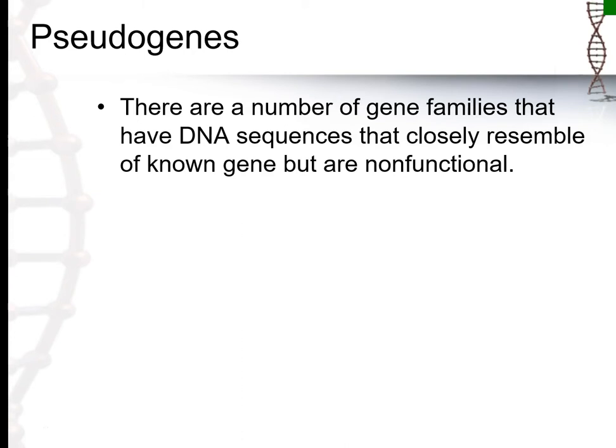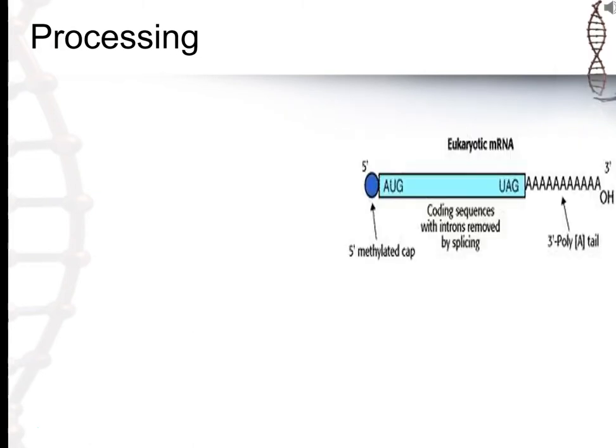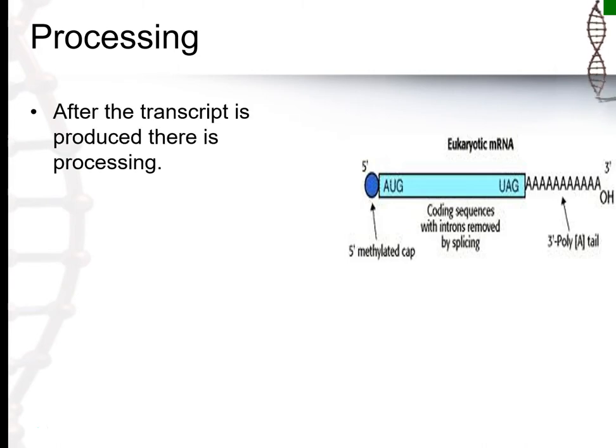Another is pseudogenes. These are gene families whose DNA sequence closely resembles a known gene but is non-functional. This is probably just through the history of creating new genes, that some are no longer functional. We actually have about 99% similarity in our genes to that of all animals.